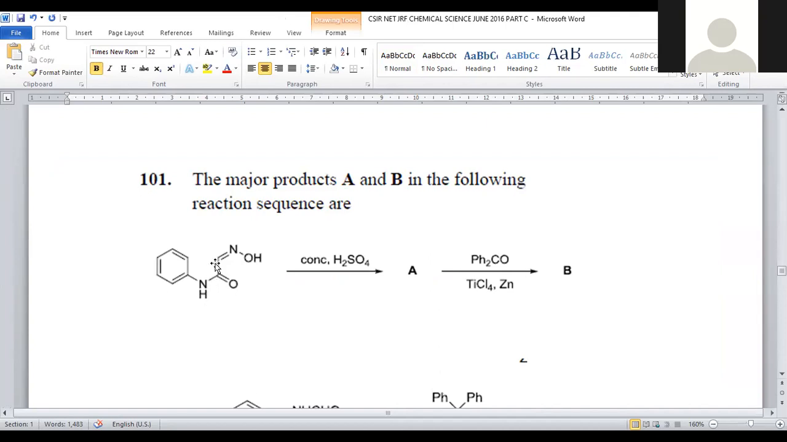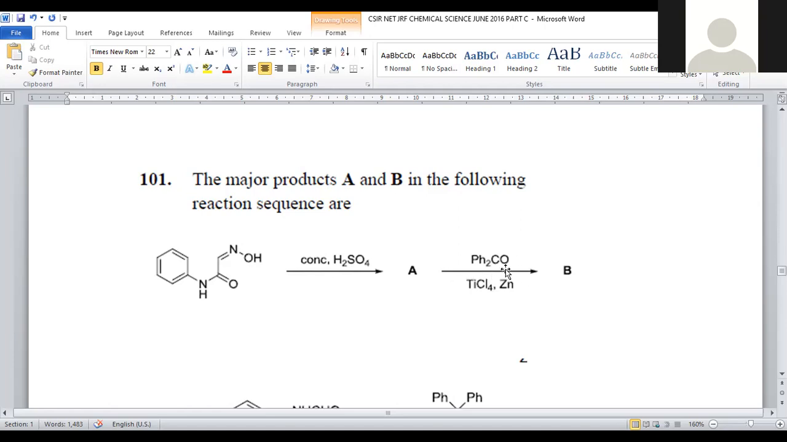This is the compound where we have an amide linkage, and here an oxime derivative is there. It is treated with concentrated sulfuric acid. What is the use of sulfuric acid? Sulfuric acid is used for the dehydration process. It is used to remove the water molecule from the system so that a nitrile will be generated.